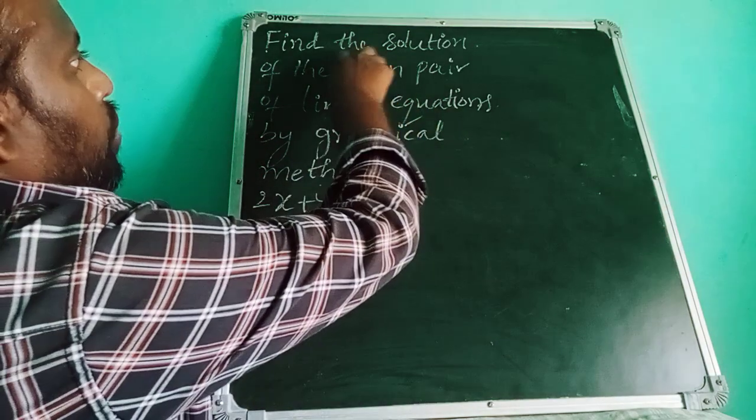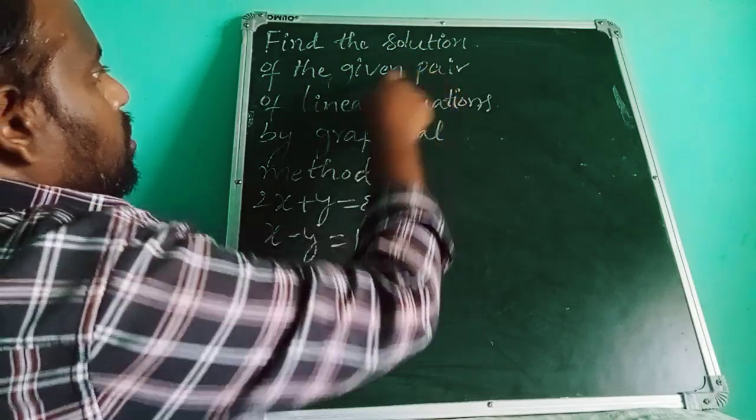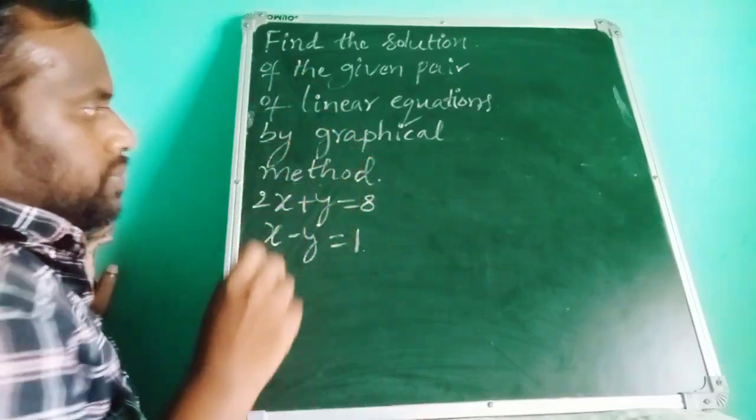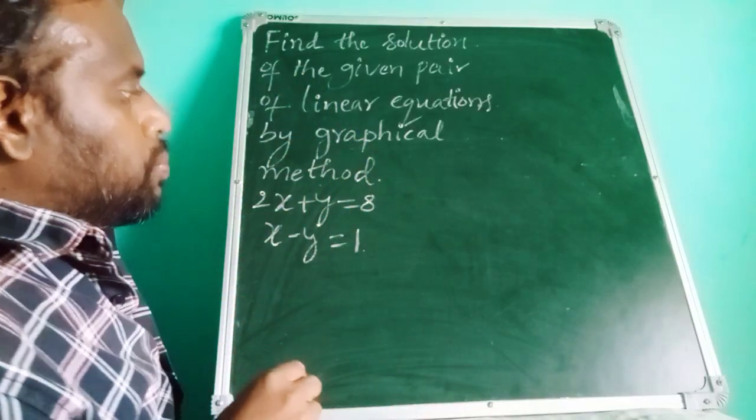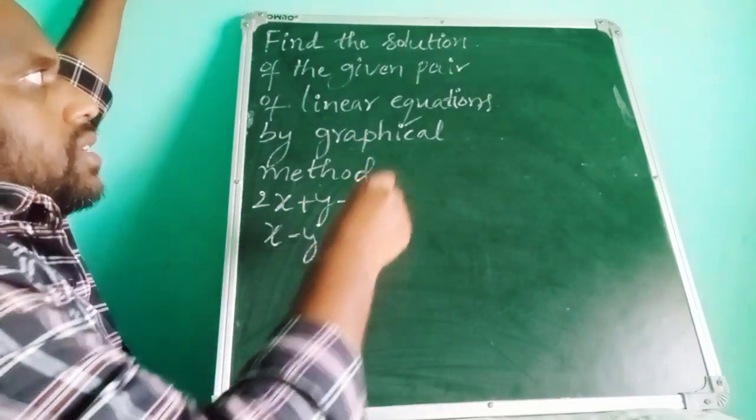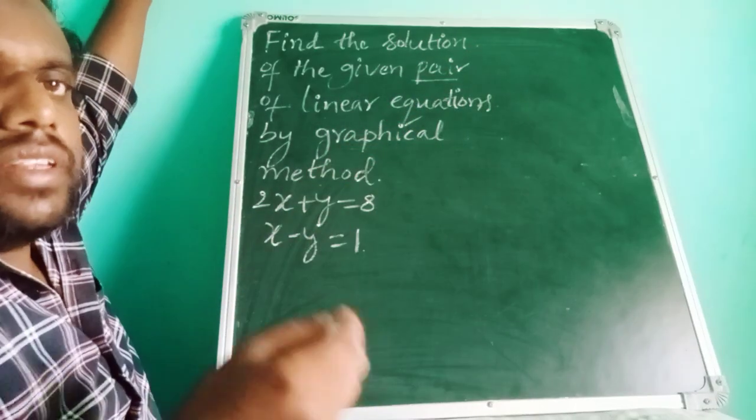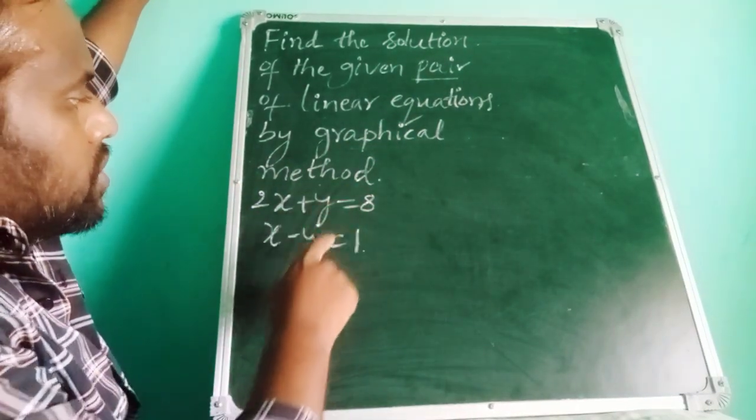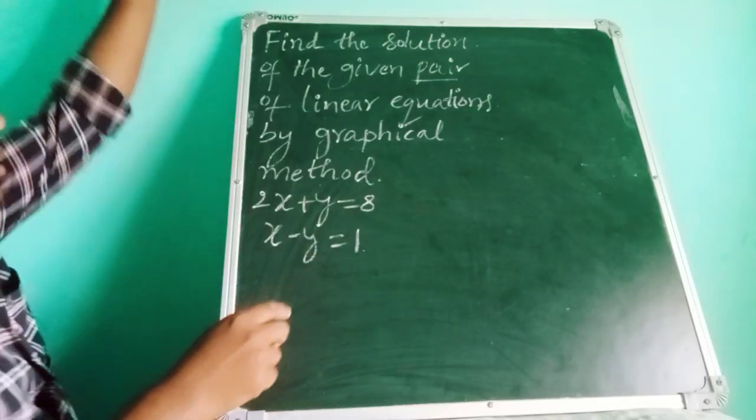Find the solution of the given pair of linear equations by graphical method. So a pair of linear equations is given. Pair means two. Two linear equations are given. This is one equation, this is the second equation.